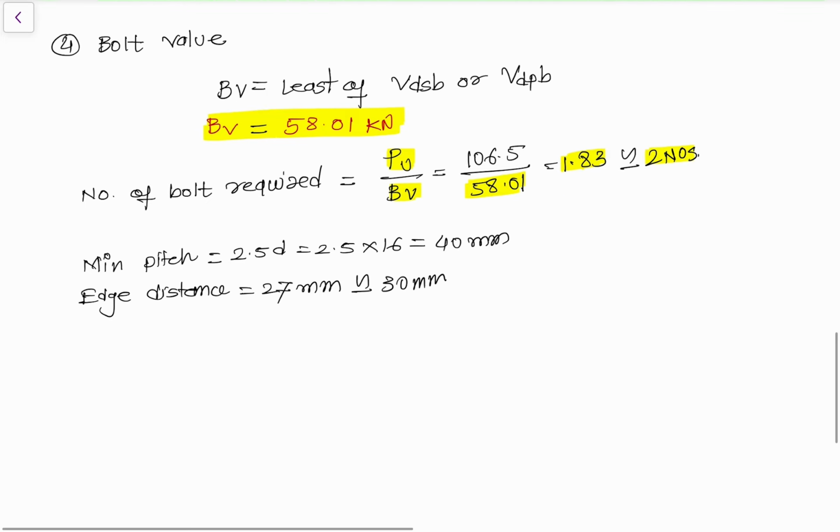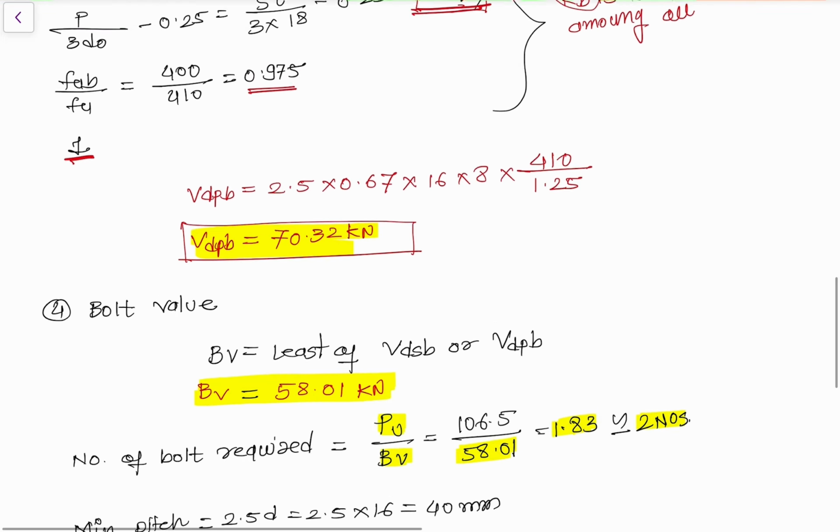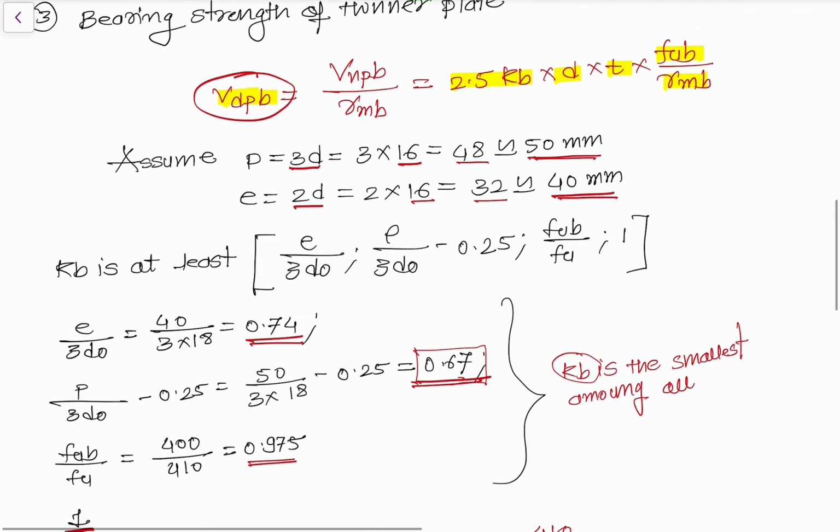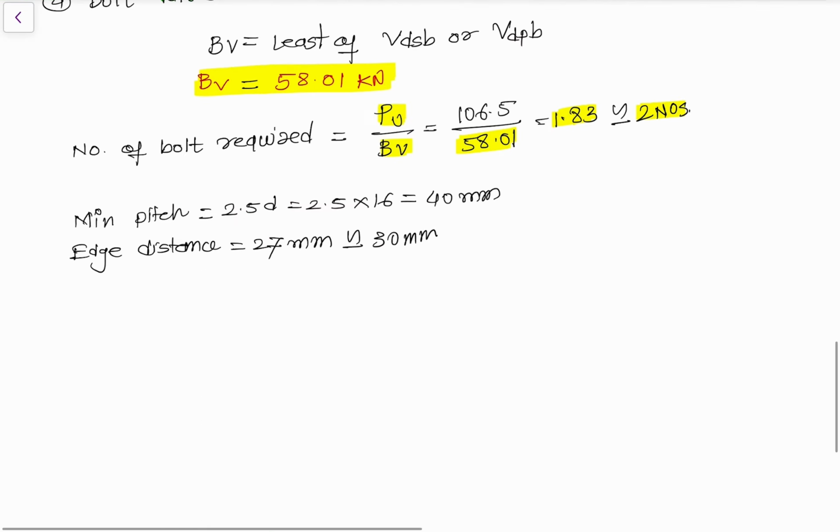Now after this, what is the minimum pitch distance you can apply? Here we are considering pitch distance as 50 and edge distance as 40, but we can again calculate the minimum pitch. The minimum pitch distance can be 2.5 into diameter, and edge we are considering as 30 mm. How it is calculated, I'll explain to you. The minimum pitch distance 2.5 into d becomes 40 mm. Reduce 10 mm from that, so 30 mm is the edge distance.